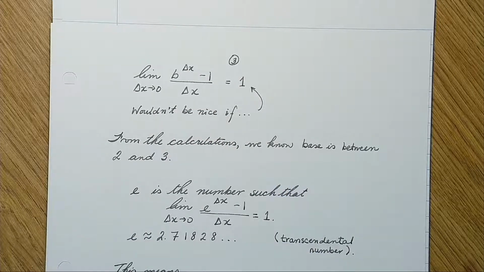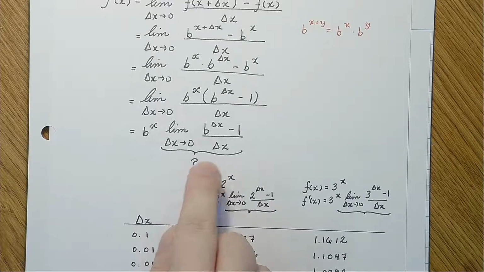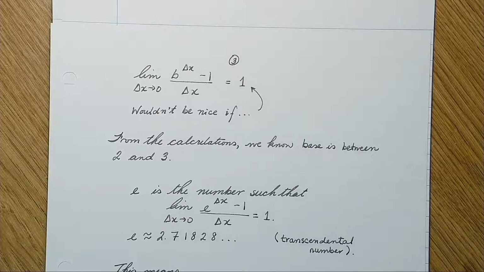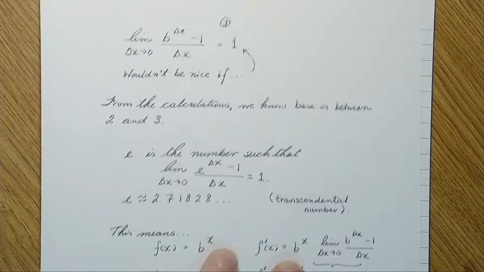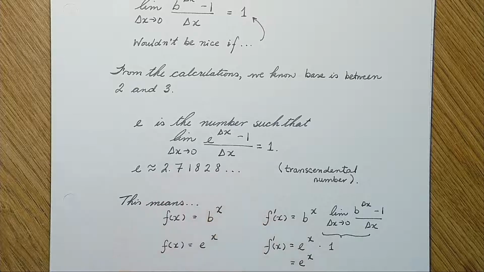Sir, why do we want the limit to equal 1? Some of it is because math people are lazy. We wanted it to work out nicely. So what we said was, what base would give us that limit equal to 1? And what we found out is that that base is 2.718.